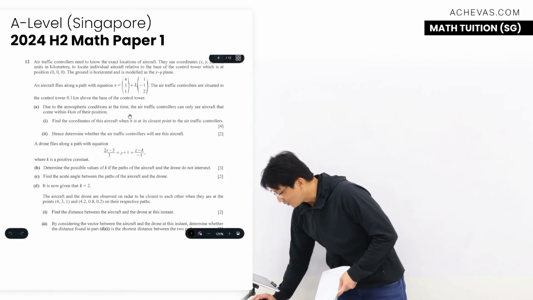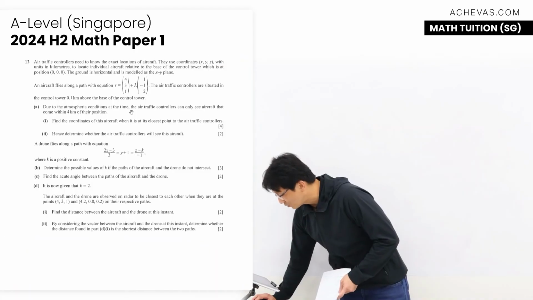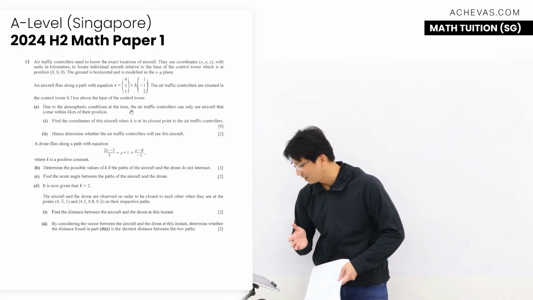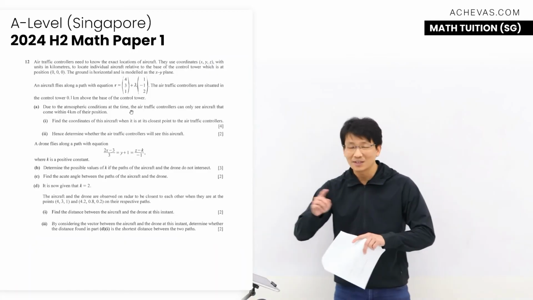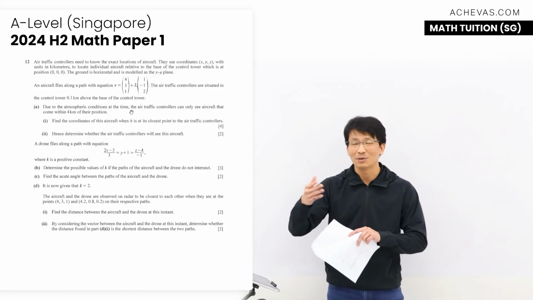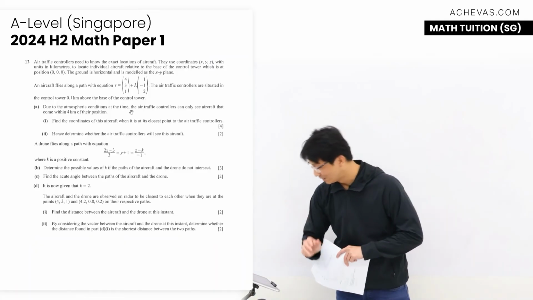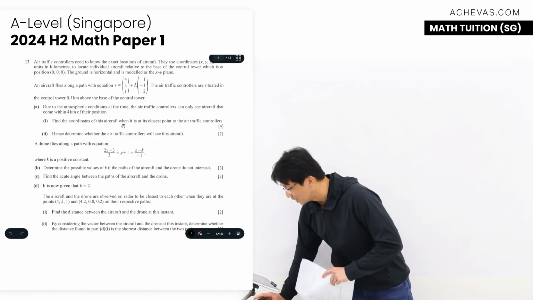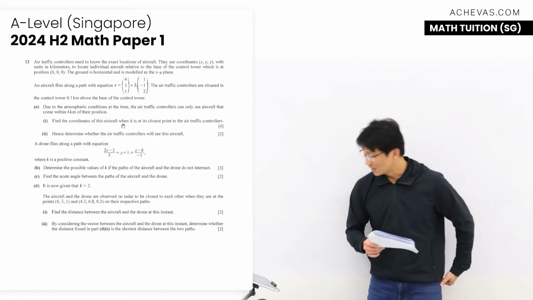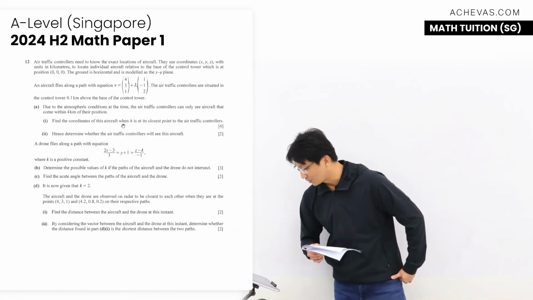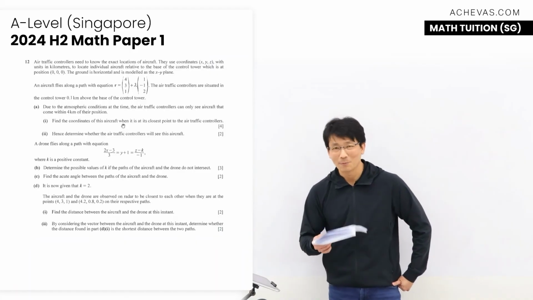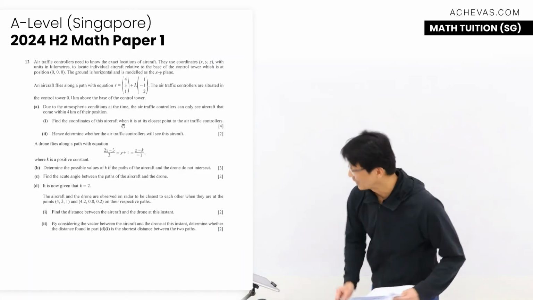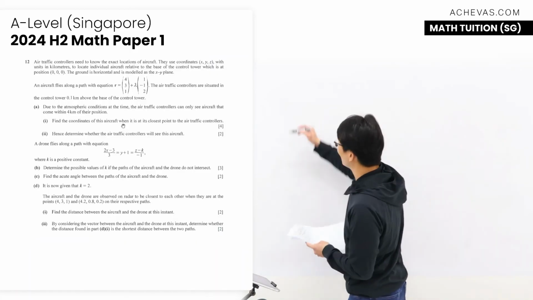Alright, and for part A, it says that due to atmospheric condition, the air traffic controller can only see the aircraft at the furthest distance of 4 km. Anything that is beyond 4 km, you cannot see the aircraft at all. Alright, part 1 of the question says find the coordinates of this aircraft when it is at the closest point to the air traffic controller. I think this is the part of the question where they test you on the foot of perpendicular method, using the foot of perpendicular method.